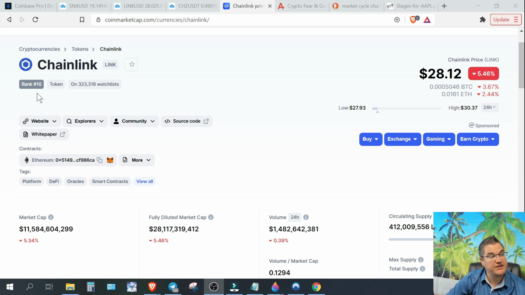Chainlink is currently the number 10 ranked coin on CoinMarketCap. It's trying to overtake Litecoin. We're not too far away from doing that. Could do it anytime.